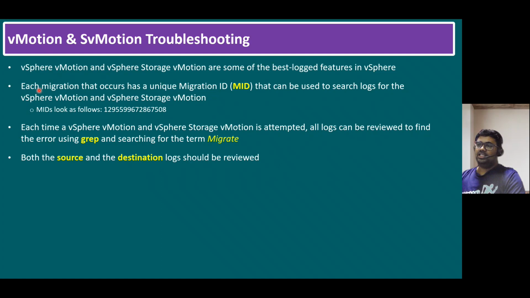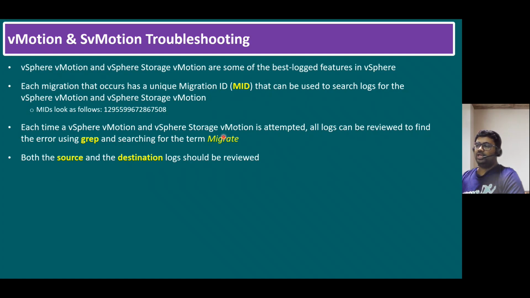Okay, each migration that occurs has a unique migration ID. The migration ID's short form is MID. This is an important point that can be used to search the logs for vSphere vMotion and vSphere storage vMotion. Whatever issue happens when performing a vMotion or SvMotion, most of the time every migration has one unique migration ID. That migration ID looks like this. It has a numerical number.